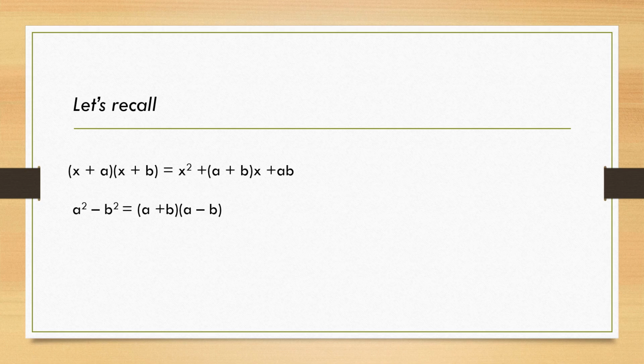The expression x plus a multiplied by x plus b. If you multiply these two expressions, we will get x squared plus (a plus b)x plus ab. Next, the formula a square minus b square is equal to (a plus b) into (a minus b). This second formula is a very important formula, and we will be using this formula in solving the sums in our exercise.